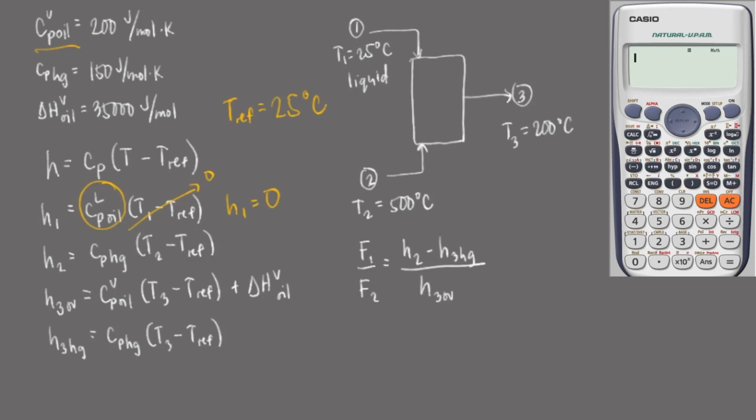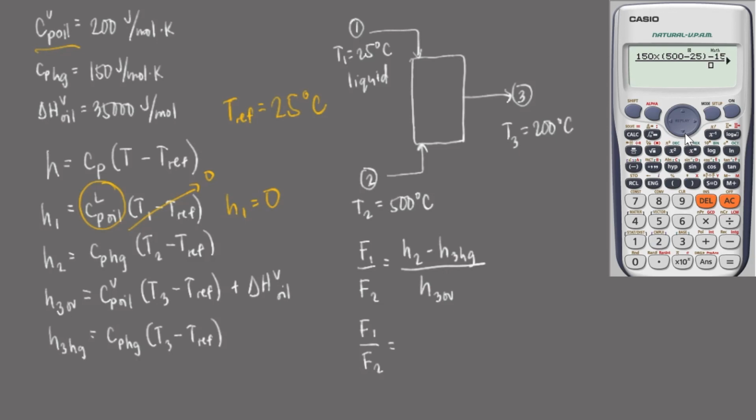We can now substitute our given values, and we can now solve for the value of F1 over F2. In the numerator, we have H2, that is Cp of the hydrocarbon gas, 150 joules per mole per Kelvin, multiplied by T2, 500 degrees Celsius, minus reference temperature of 25 degrees Celsius. No need to convert from degrees Celsius to Kelvin because we are in delta T, and in delta T, the conversions to Kelvin simply cancel out. So this is H2 minus H3 of the hydrocarbon gas, that is the Cp of the hydrocarbon gas, 150 joules per mole per Kelvin, multiplied by T3, that is 200, minus 25 degrees Celsius, the reference temperature.